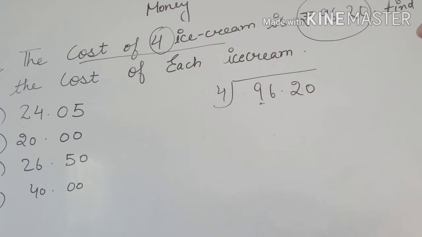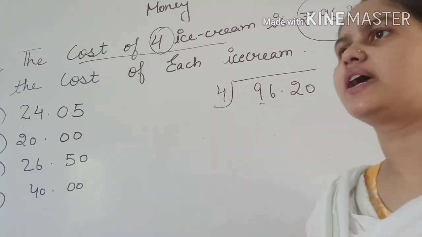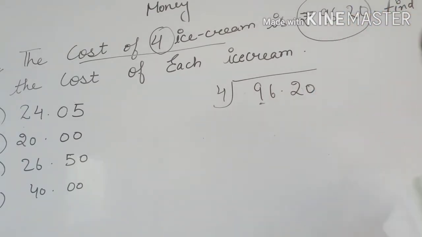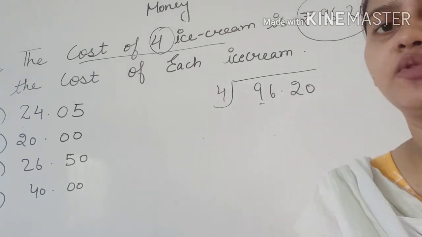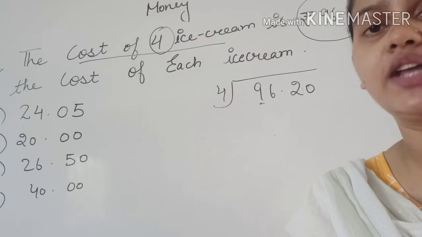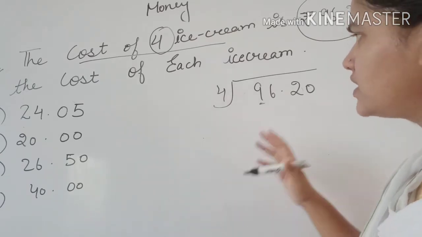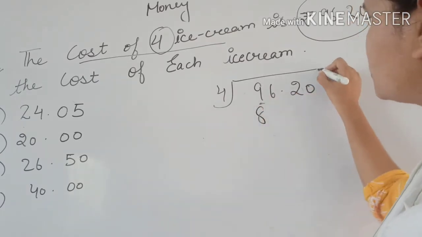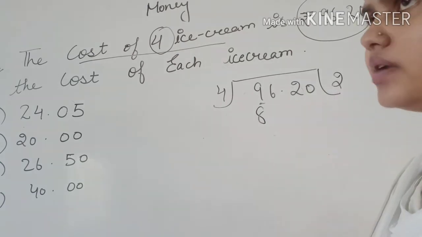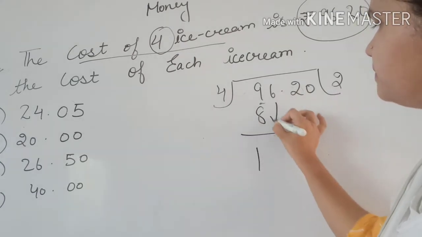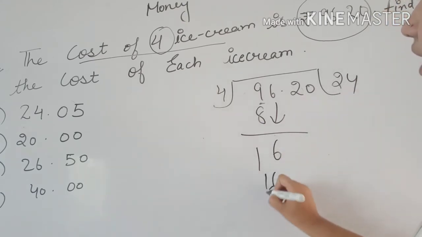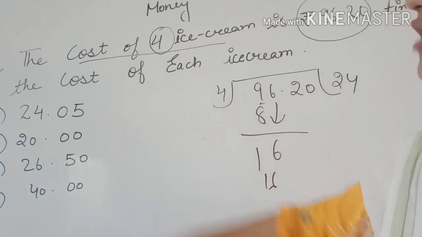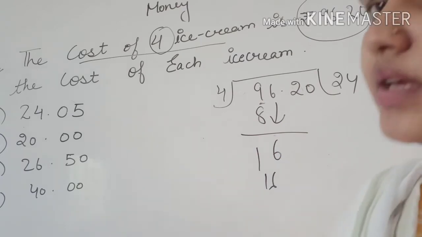Now there is 9. 4 ones are 4, 4 twos are 8, 4 threes are 12. Right? So 12 is bigger than 9. So which digit do we have to take? The smaller digit, the 8. So here is 2. Here will be 1. On the table of 4, 4 fours are 16, right? Now here you can see where 24 is in your answer.